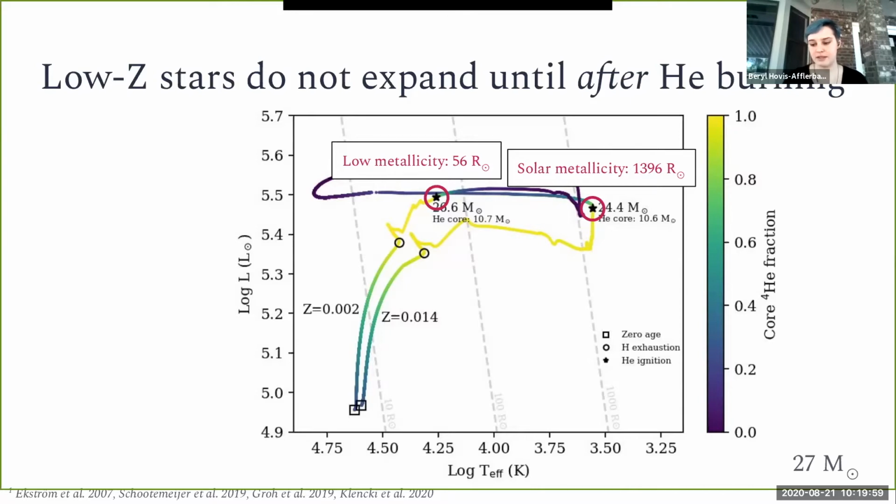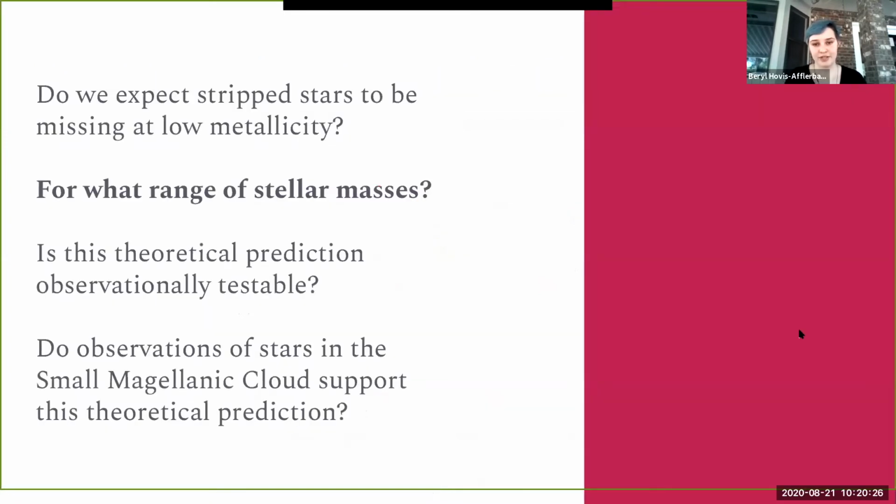And since the observational frequency of the stripped star phase is based on the intrinsic frequency of the phase, as well as the length of the phase, if the star does not become stripped until very late and can't create a long-lived stripped star, we would expect to observe many fewer. So now we want to know what the range of initial stellar masses within which we expect this to occur is.